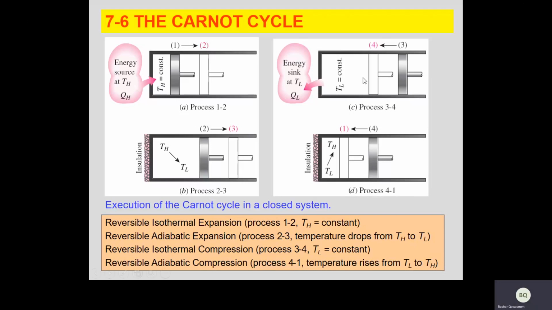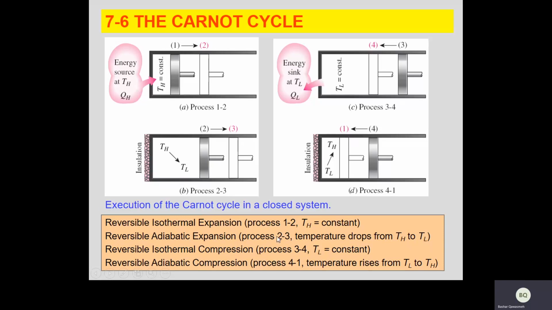Now the third process is the reversible isothermal compression. It's compressed because we want to go back to our initial state, so we need compression processes now. First, it's an isothermal compression process. The heat is transferred to an energy sink, which is at T sub L, and the process occurs under constant temperature T sub L.